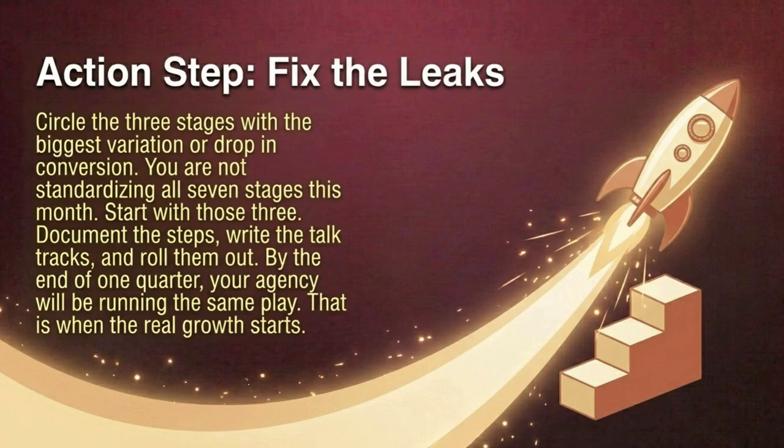You are not going to standardize all 7 stages this month. You are going to standardize 3. Pick the 3 with the most pain. Document the steps, write the talk tracks, and roll them out to your producers in a single 30-minute meeting. Once those 3 stages are running consistently for 30 days, you move to the next 2, then the last 2. By the end of 1 quarter, your agency will be running the same play every time on every lead. And that is when the real growth starts.